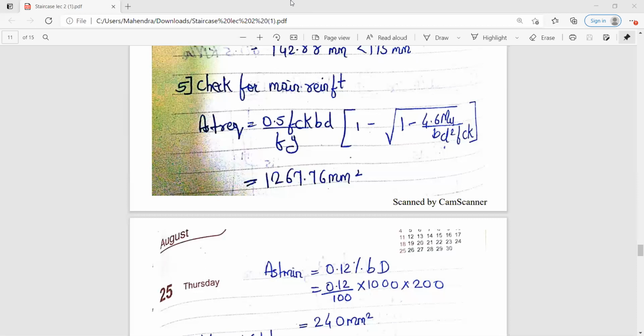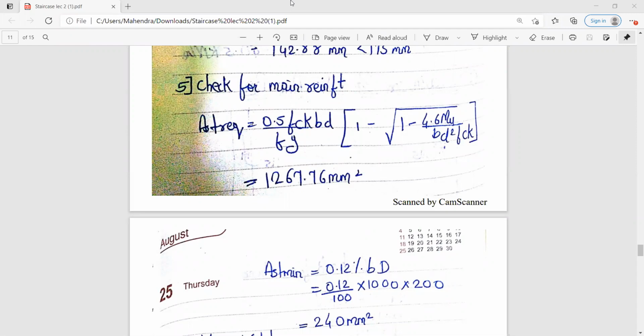यहाँ पे B की वैल्यू 1000 सब्स्टिट्यूट करना है, D की वैल्यू 175 सब्स्टिट्यूट करना है, MU की वैल्यू 70.434 into 10 raised to power 6 कंसिडर करना है, as you have to convert it in mm. Then you need to calculate AST minimum. So for calculation of AST minimum, you are having the formula 0.12% of B into capital D. Again B is 1000 and capital D is 200. So AST minimum आपको मिलता है 240 mm square.